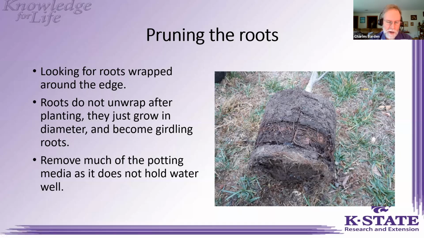It's very important to cut these or tease these out because roots do not unwrap after planting. Once the curve of that root is set and it's wrapped around the root system, it doesn't unwrap and start to grow straight after it's planted. It just keeps getting bigger and bigger in diameter. They can actually strangle the taproot or strangle the trunk of the tree. So these wrapped around roots in time become girdling roots, which can be a real problem.